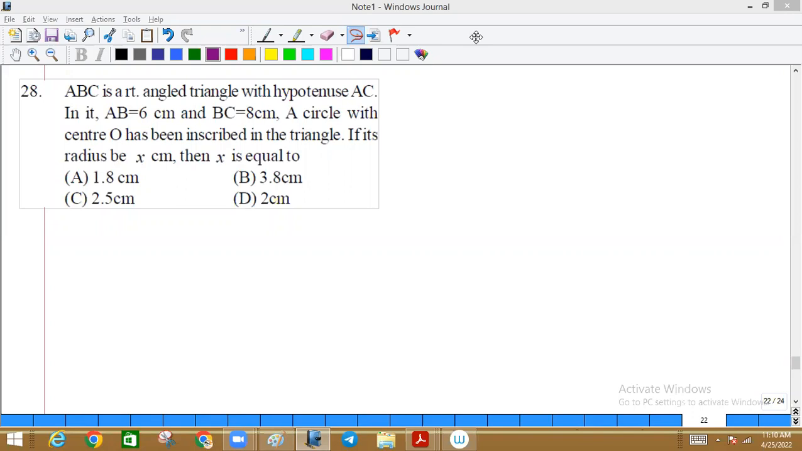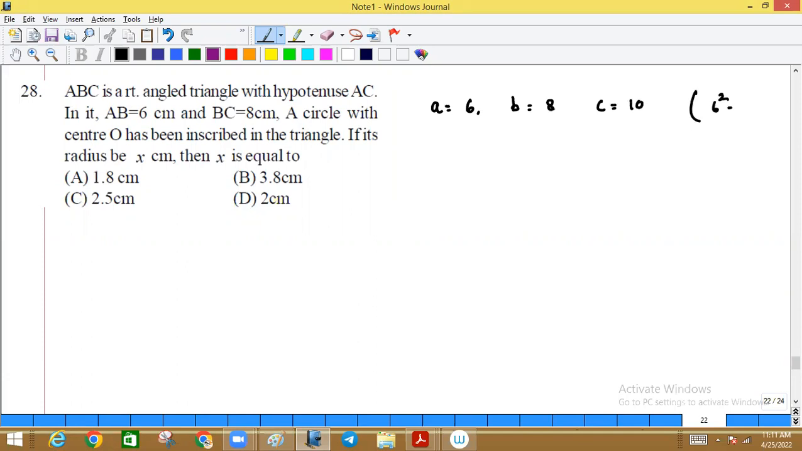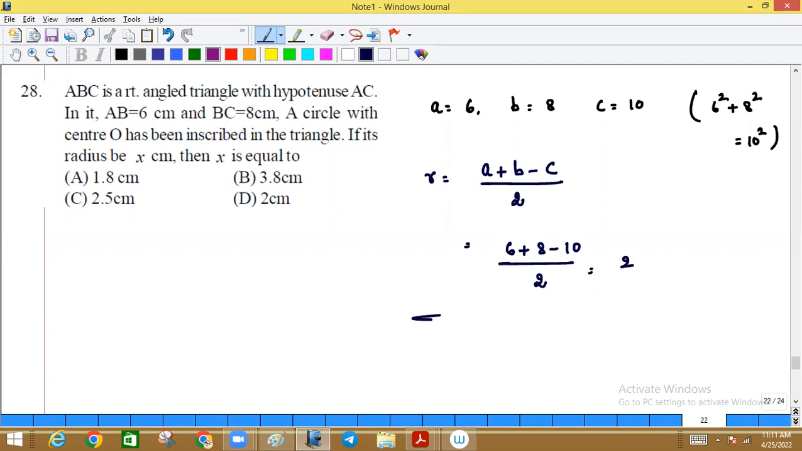ABC is a right angle triangle with hypotenuse AC. AB is equal to 6, BC is equal to 8. Two sides are 6 and 8. Therefore, what is the hypotenuse? Hypotenuse is 10 because we know 6 square plus 8 square is 10 square. The circle with center O has been inscribed in the triangle. What kind of triangle is it? Right angle triangle, and the circle with center O is inscribed in it. Then what is the inradius? A plus B minus C by 2. I don't need to draw the diagram because we know already. 6 plus 8 minus 10 divided by 2. What is 4 by 2? It's 2. Is that clear?